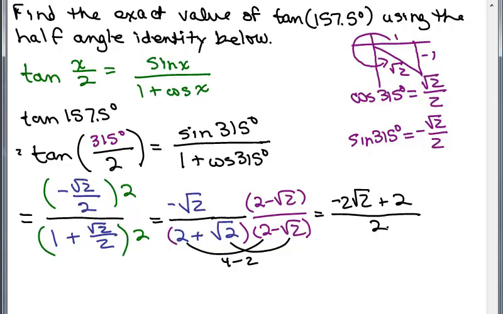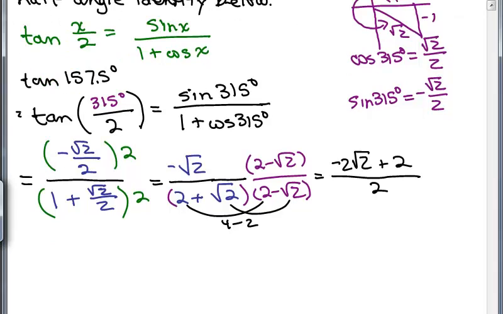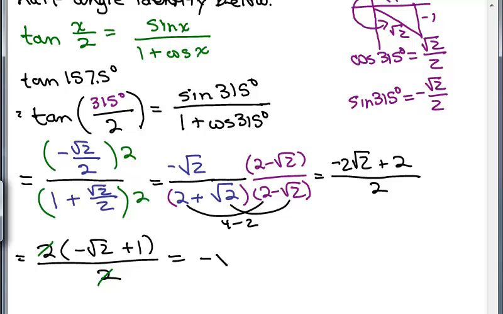So we're almost done. I have a common factor of 2 in the numerator, so I could factor out a 2. If I factor out a 2 from the numerator, that gives you negative square root of 2 plus 1, all over 2. And these cancel. And so in the end, I could write that as negative square root of 2 plus 1, which is the same thing as 1 minus square root of 2. So that's our answer.